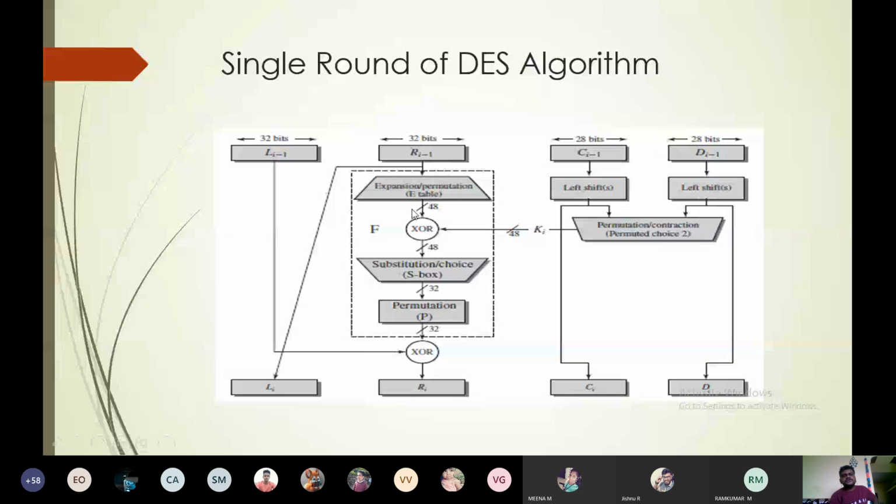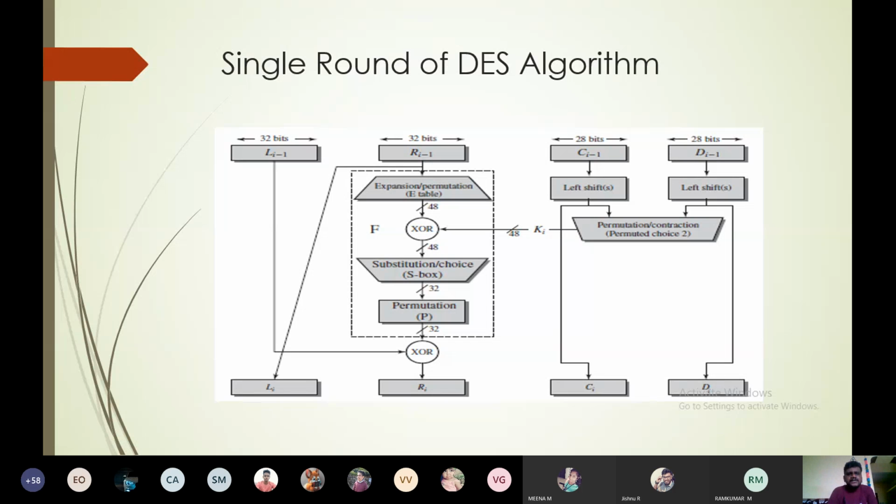So what will be the two inputs here? 48 bits of plain text and 48 bits of key. By using these two, I'm going to perform the XOR function between the 48 bits of plain text and the 48 bits of key. After doing the XOR function, I got an output, and that output is also of size 48 bits.